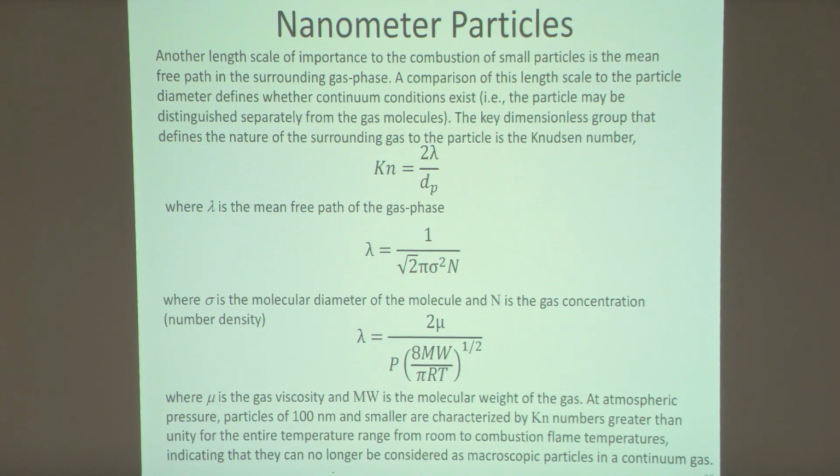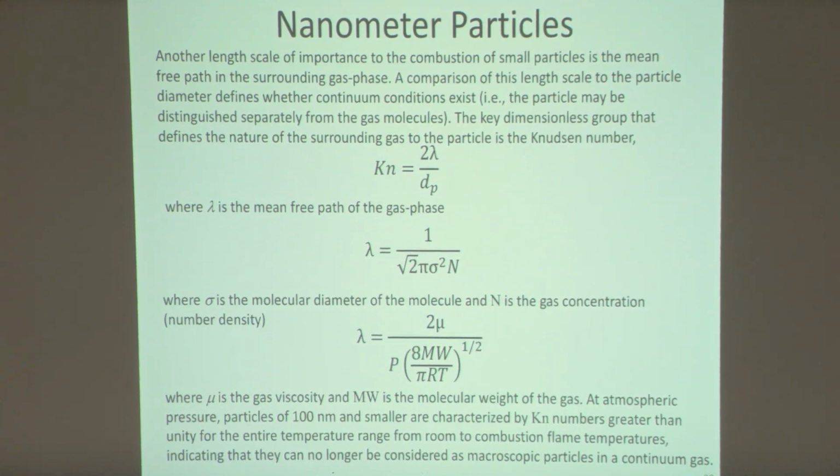So you can see here the Knudsen number is defined as 2 times the mean free path over the particle diameter, where the mean free path, from kinetic theory, is defined as 1 over the square root of 2 times pi times the molecular diameter squared divided by the gas concentration. And that can be modified from kinetic theory, as shown in the last equation, where I introduce the viscosity, the pressure, molecular weight of the gas, and the temperature of the gas. So now you can see how essentially the mean free path will vary with pressure and temperature in the environment.